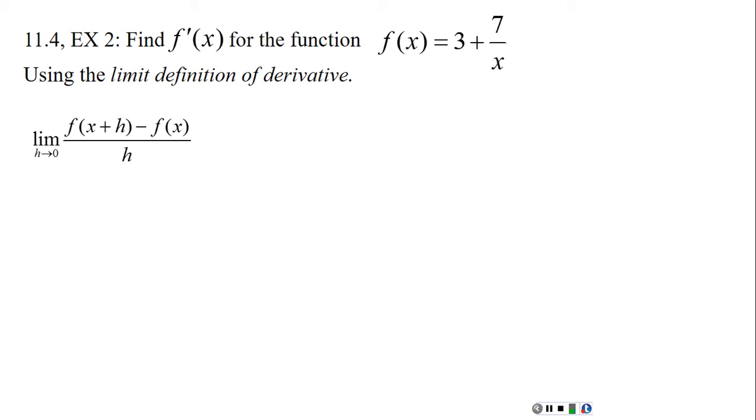Before we can even have a chance at that, we have to replace f of x plus h with what it equals. So that means everywhere I have an x up here, which there's only one, I have to replace that with x plus h. So I'm going to write 3 plus 7 over x plus h. That's how I replace it. And then minus f of x is just minus that function.